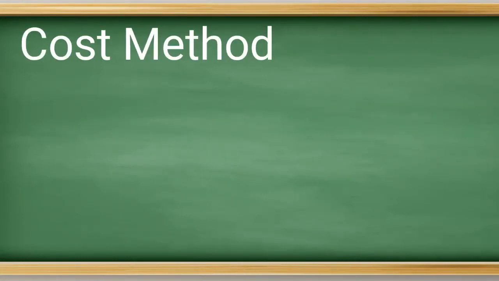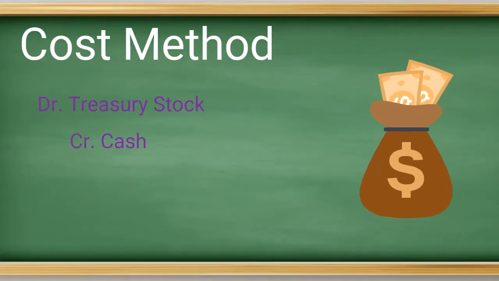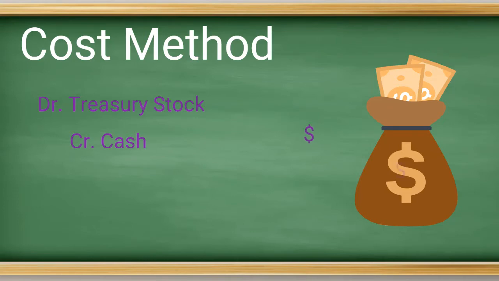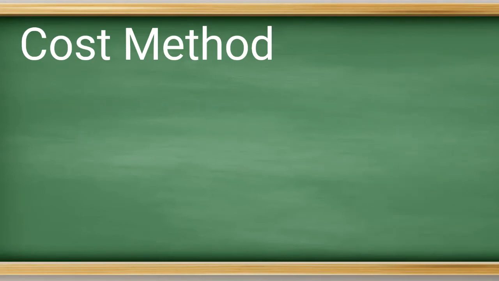The first method is the cost method. Under the cost method, the purchase of treasury stock is recorded by debiting the treasury stock account by the actual cost of the purchase. The cost method ignores the par value of the shares and the amount received from investors when the shares were originally issued.